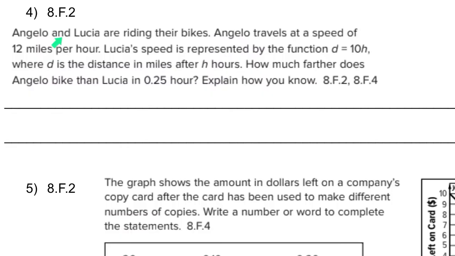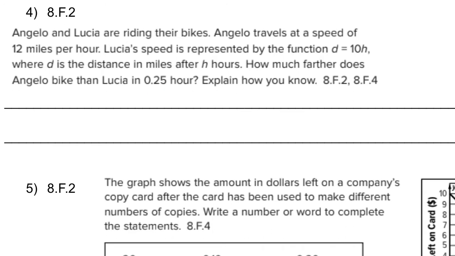Angelo and Lucia are riding their bikes. Angelo travels at a speed of 12 miles per hour. Lucia's speed is represented by the function, where d is the distance after each hour. How much farther does Angelo bike than Lucia in 1/4 of an hour? Because 0.25 is 1/4.